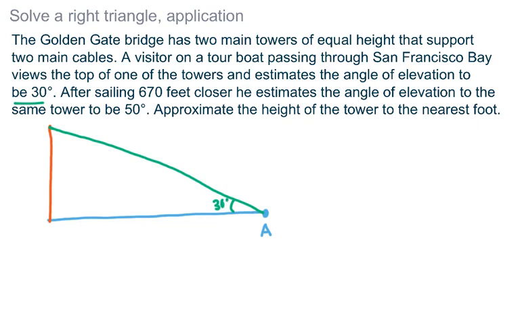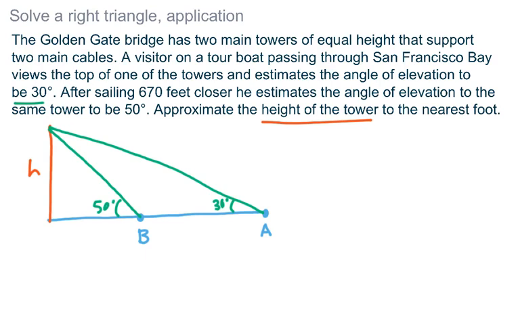So our touristing math aficionado travels, and he can measure this distance, 670 feet. So he's moved along this line. We'll say now we're at point B. Now that we're closer, we have to look up a little higher. So this angle of elevation is a little bigger. We estimate that it's 50 degrees. We need to know the height, I'll call this H, of the tower. We want to approximate the height of the tower.